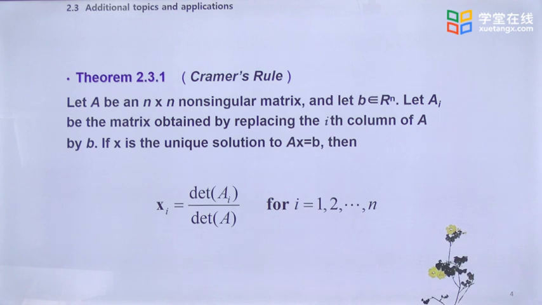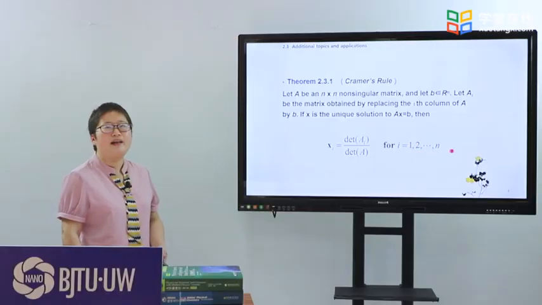Cramer's Rule. Let A be an n by n non-singular matrix and let B be an n-dimensional real vector. Let A_i be the matrix obtained by replacing the ith column of A by B. If X is the unique solution to AX equals B, then the ith entry of X, x_i, equals the determinant of A_i divided by the determinant of A, for all i from 1 to n.